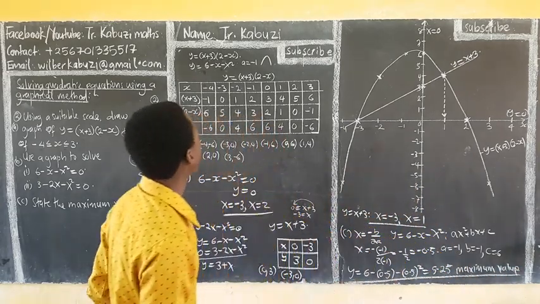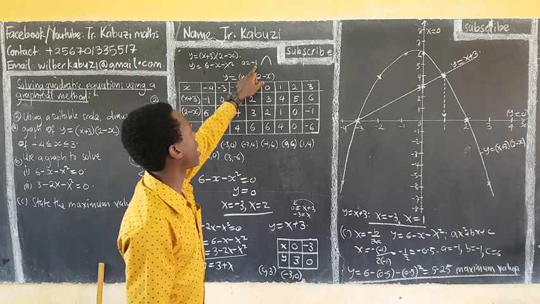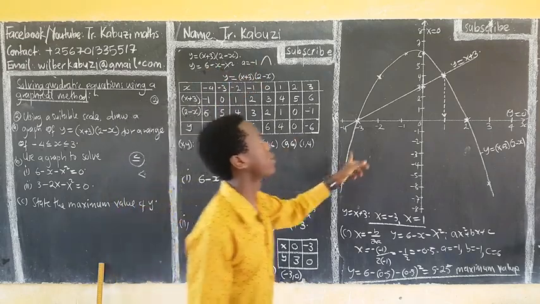So our shape is already there because our a is negative. I think that is our shape.